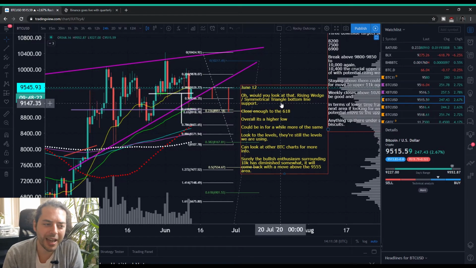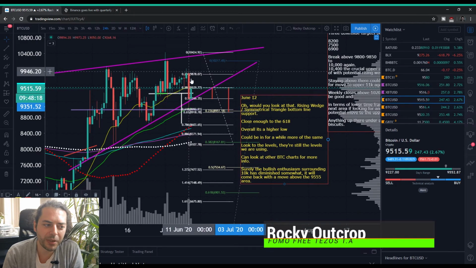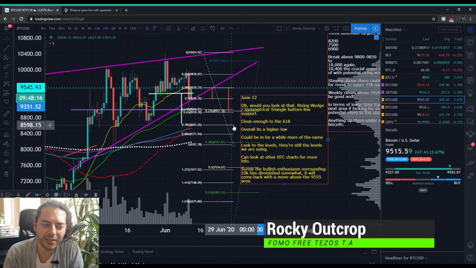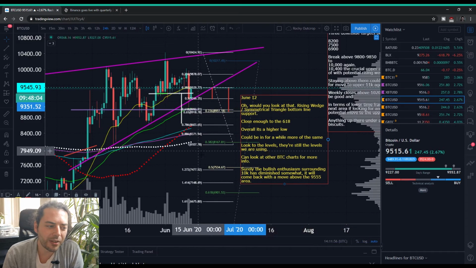What will we be looking at in the charts? Well, of course, we've had some quite hectic price action over the last sort of 24 hours, and we'll take a look at that in a moment. But we just want to frame it all first off, would you look at that? The rising wedge / symmetrical triangle bottom line support. We're over here on the Coinbase chart.